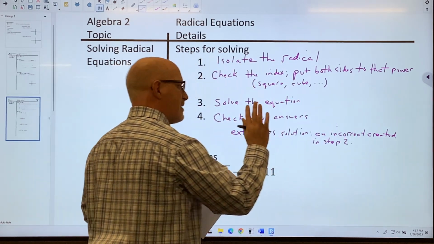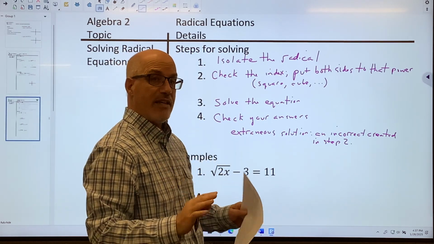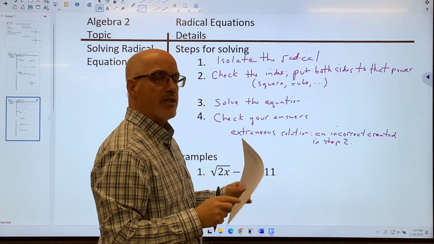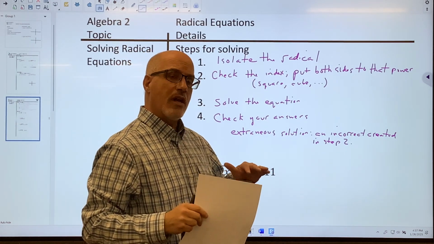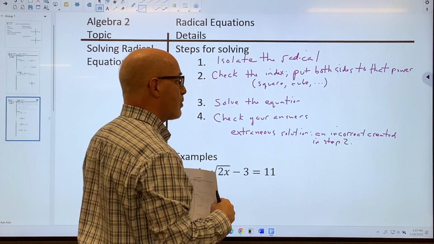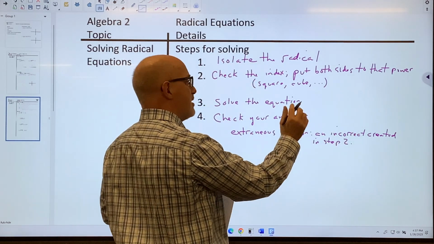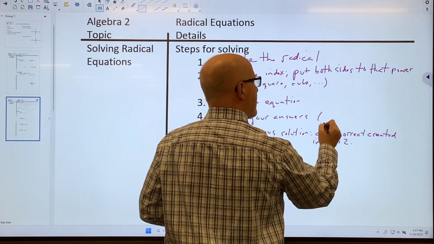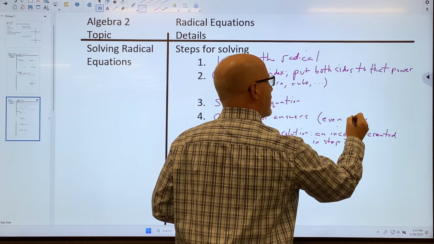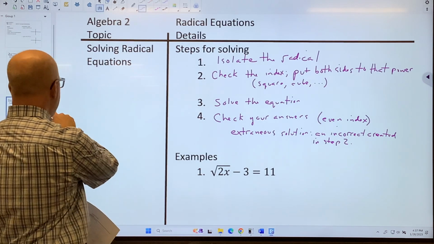Now, this is important. You have to do it when you have an even power that you're putting to both sides. When you're doing an odd power, you actually can do the odd power to both sides and it won't create the extraneous solution. But it's just good form to go ahead and check it to see that you did your work correctly. It's especially important to do it when you have an even index on your problem. So let's try some examples.